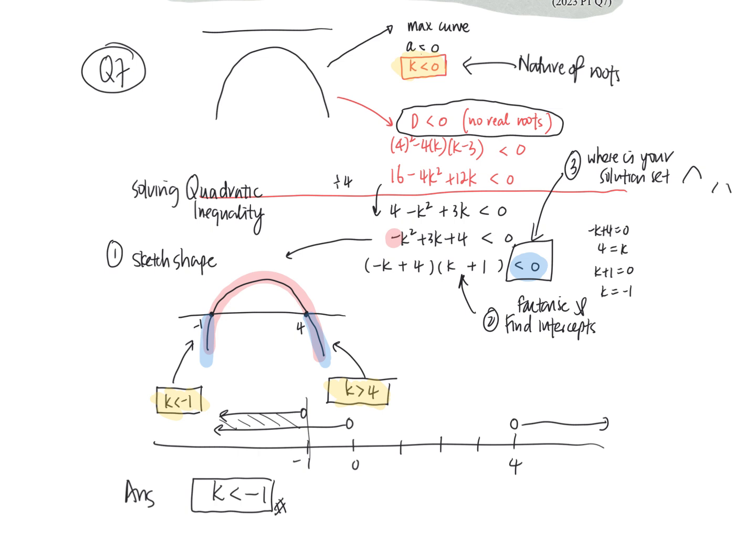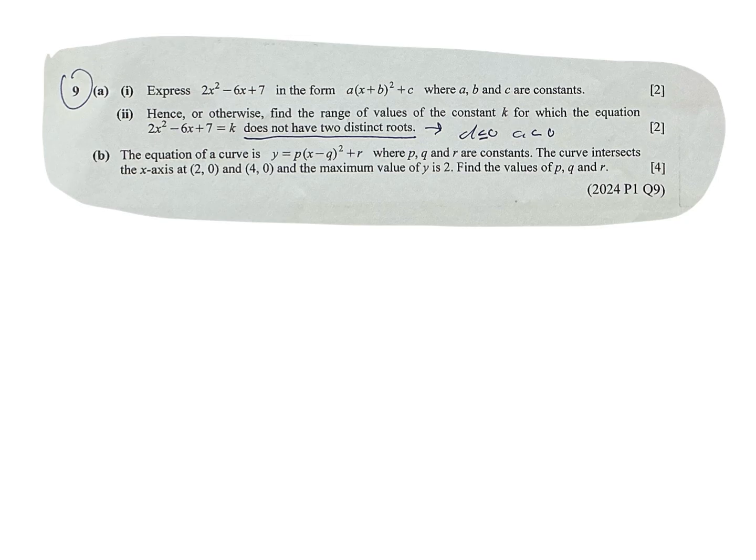Okay, let's look at question 9. Where did my question go? Okay, so this is question 9. It says express this in this form. So straight away, you know it's completing the square. Raj, are you paying attention? Okay, so remember completing the square, the coefficient of x squared must always be 1. So take out the 2 first.